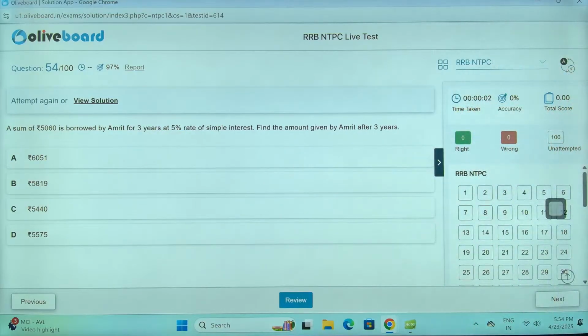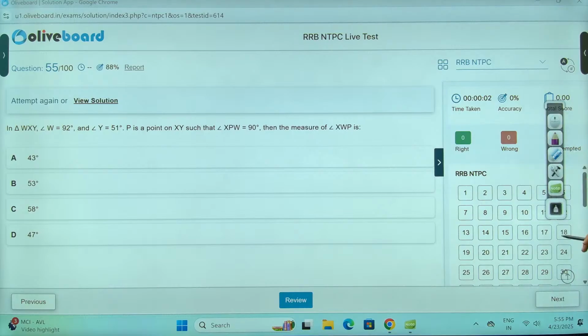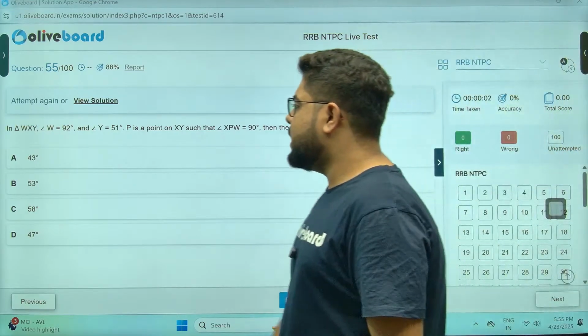115% of that. Okay? Skipping this question. Very simple. Let's do this one. Geometry question is, sir.